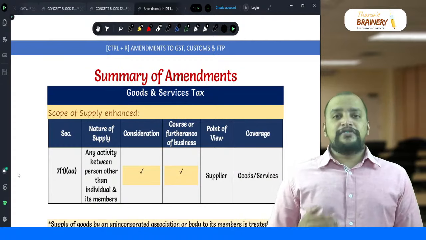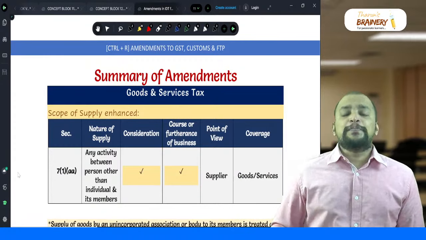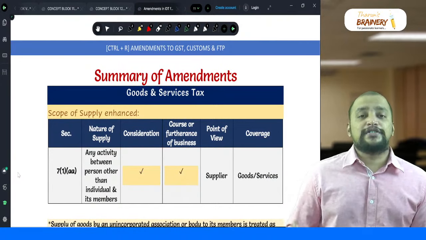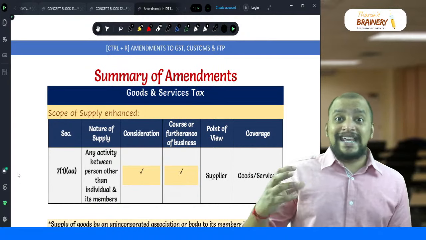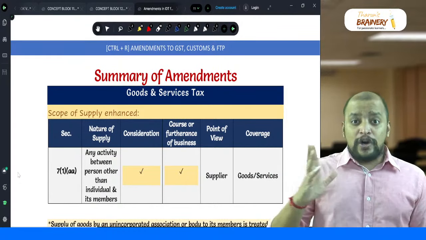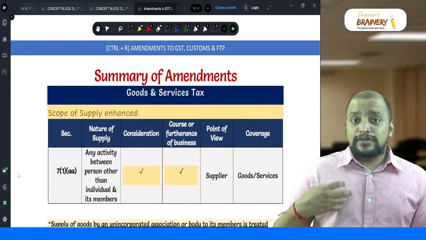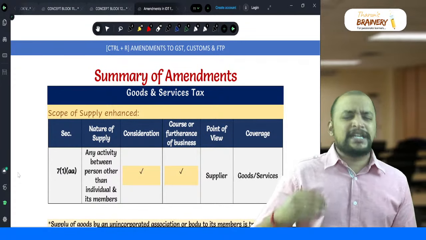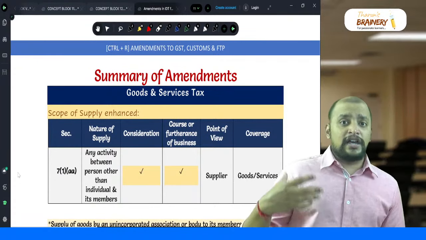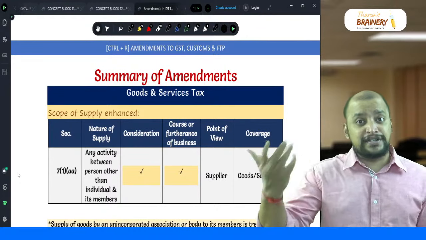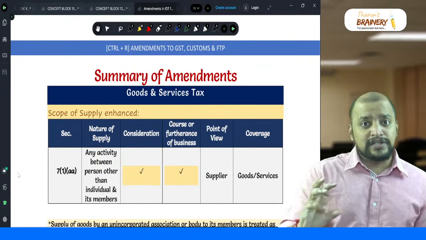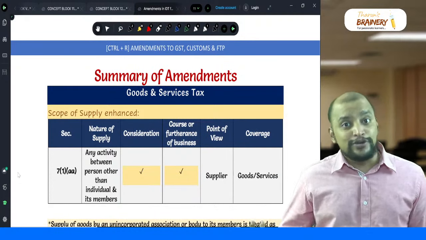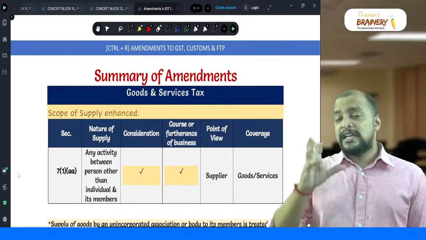Okay, first we need to understand what is the meaning of supply that has been enhanced. The meaning of supply has been enhanced to include section 7(1)(aa). Any activity or transaction by a person other than an individual, so it can be HUF, firm, AOP, BOI, company, body corporate, association, or any person, providing services or any transaction. As the words used are transaction or services, it can be goods or services. It need not be only services.